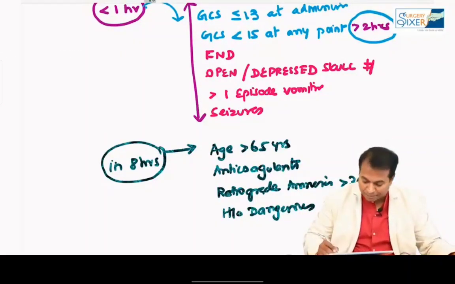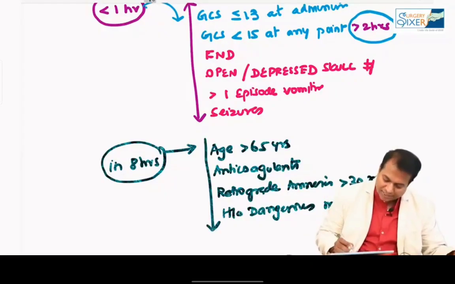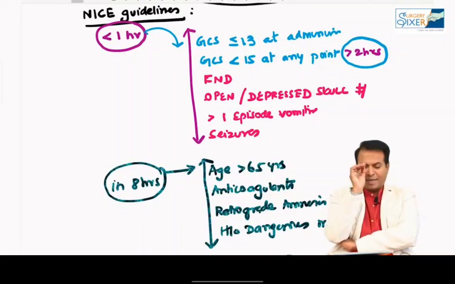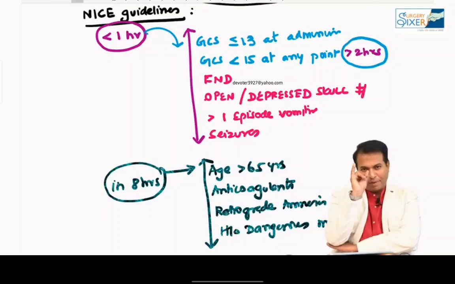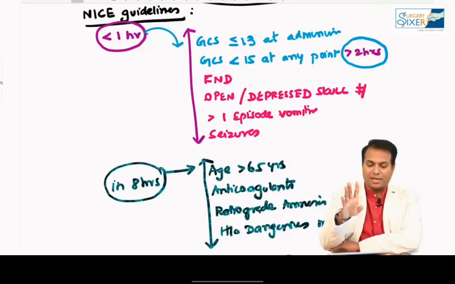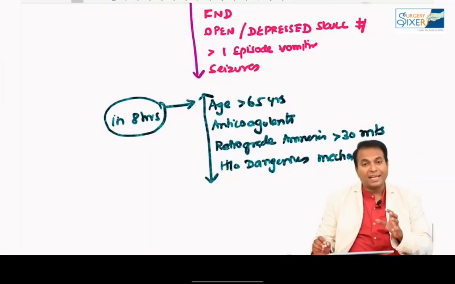Like that is telling a dangerous mechanism. So we are unable to even believe that mechanism. In such cases also, you take a CT scan in 8 hours. These are the NICE guidelines. NICE guidelines say when you will take a CT scan in 1 hour, and when you will take a CT scan in 8 hours. Patients on anticoagulants, above 65 years, dangerous mechanism, retrograde amnesia. These patients we must take a CT scan in 8 hours. Okay, these are the points you should not forget.